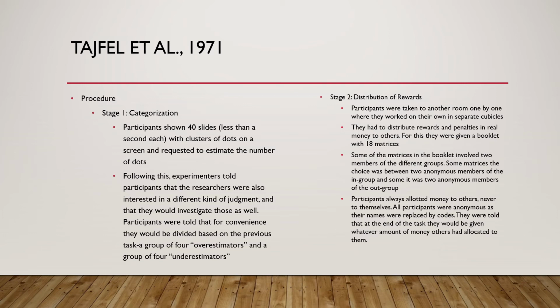So in stage 2, there was a distribution of rewards. Once they split them into teams along these trivial lines of 4 overestimators and 4 underestimators, they were told that they had to distribute rewards and penalties in real money to others. And they were given a booklet with 18 matrices, and some of the matrices in the booklet involved 2 members of the different groups. In some matrices, the choice was between 2 anonymous members of the in-group, and in some, it was 2 anonymous members of the out-group. The participants always allotted money to others, never to themselves. And again, they were all anonymous. They were just told whether they were part of the in-group, the out-group, what have you.